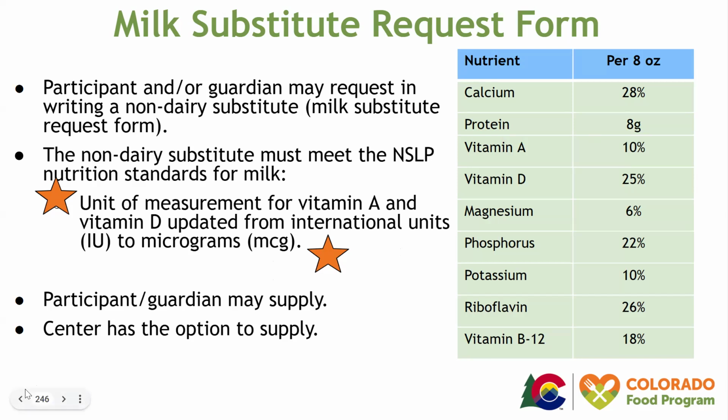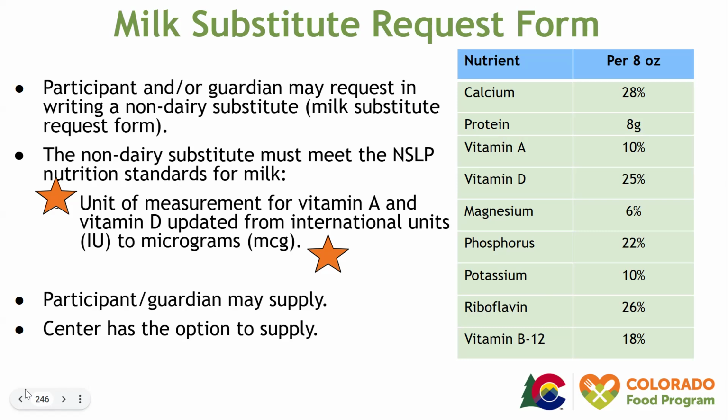And then participants or guardians may supply this alternative, and then the center also has the option to supply. So this form is really used for items such as soy milk. There are a few out there that meet the same nutrient requirements as cow's milk. So it has to meet all of these requirements for calcium, protein, vitamin A, vitamin D. Those all have to be met for it to be able to use this milk substitute request form.